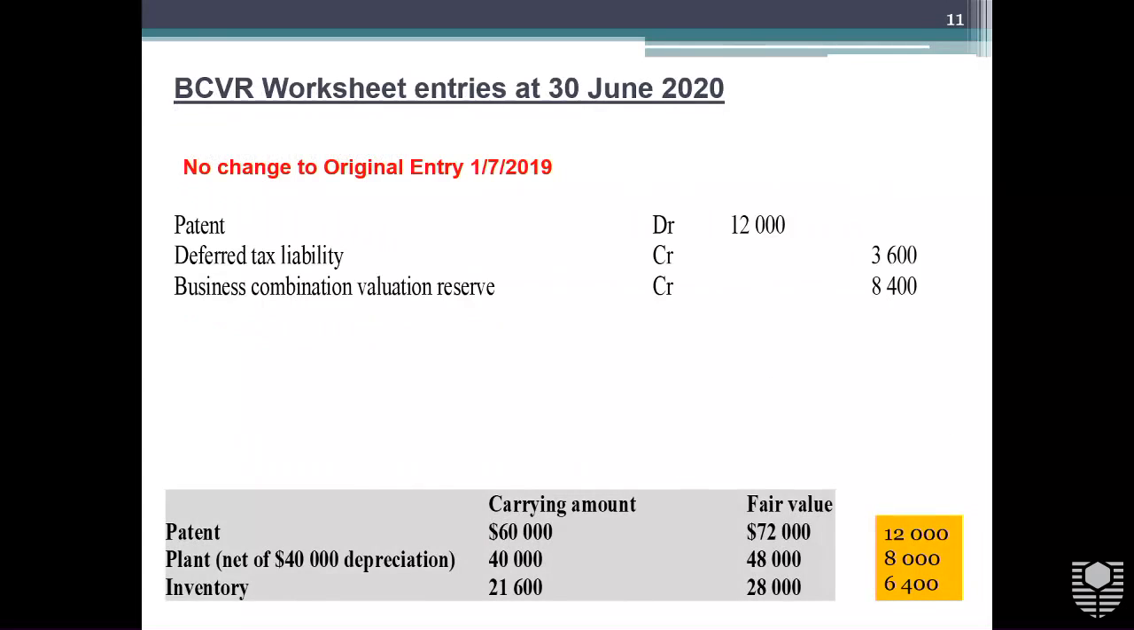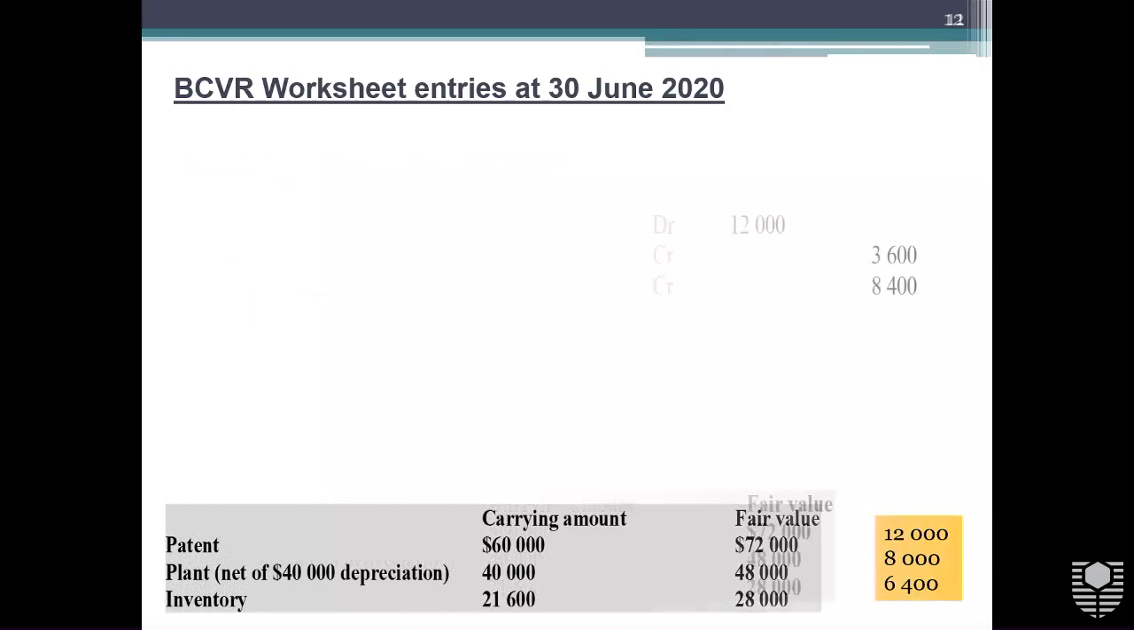Okay, next one, the patent. There's been no change to the patent. It hasn't been impaired. It's fine. So we need to do that journal entry again. So we're going to debit our patent to increase the value of that patent in our books, 12,000. The tax component of that, 30%, 3,600. And our business combination valuation reserve is 8,400.